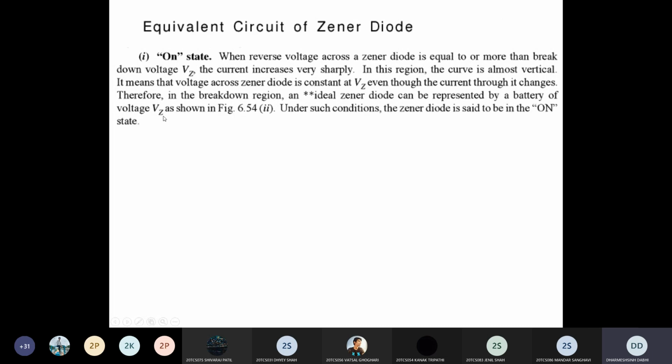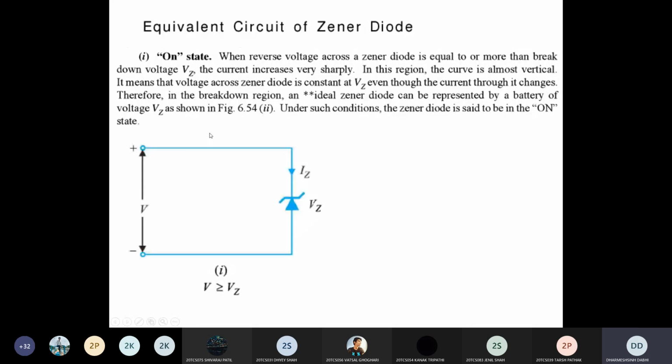Why is it represented as a battery? Because, as you know, a battery provides a constant voltage. Same here: the Zener diode, after the breakdown voltage Vz, provides a constant voltage Vz across it. So that's why you can represent the Zener diode as a battery, and the voltage of this battery is the Zener voltage Vz. Under such a condition, the Zener diode is said to be in the on state. It means it acts as a closed switch.